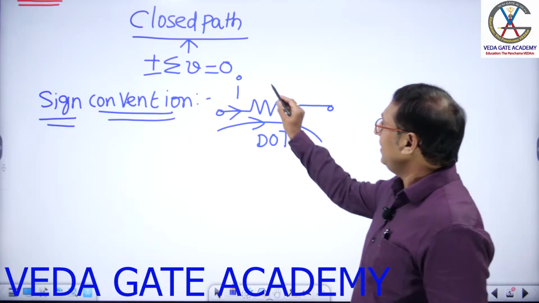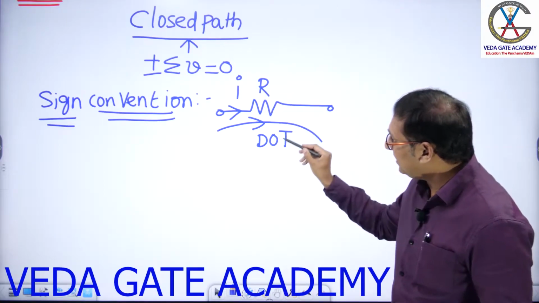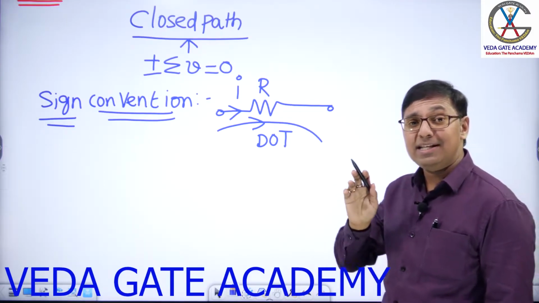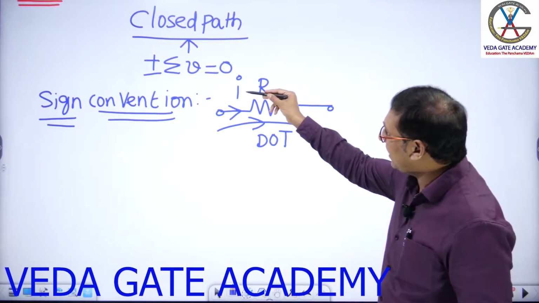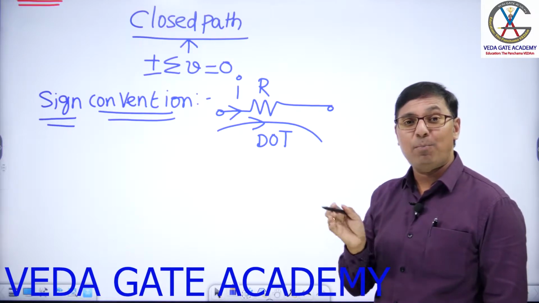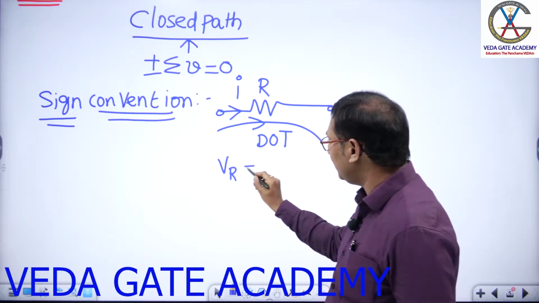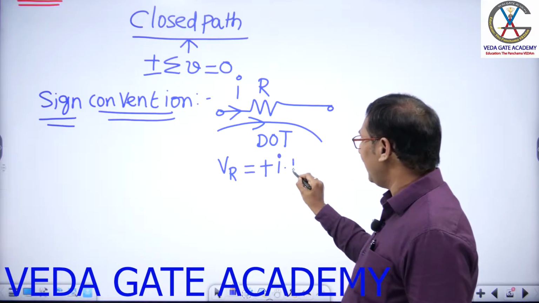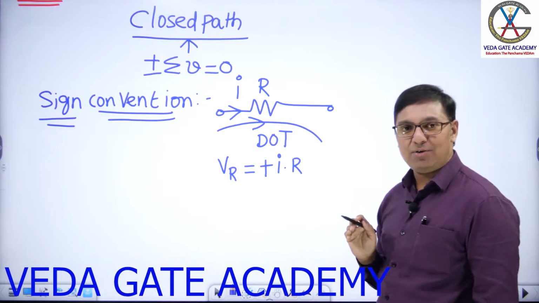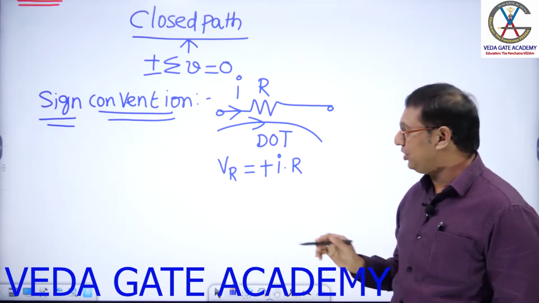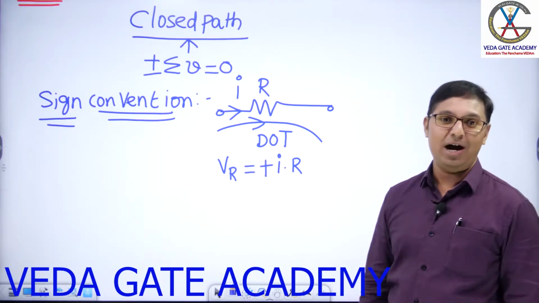Here this is a resistor R. Now please observe the branch current and the direction of travel. Are both in the same direction or opposite direction? Here both are in the same direction. The voltage drop across the resistor we write as plus I into R. Again, branch current and direction of travel both in the same direction: the voltage drop across the resistor is plus I into R.